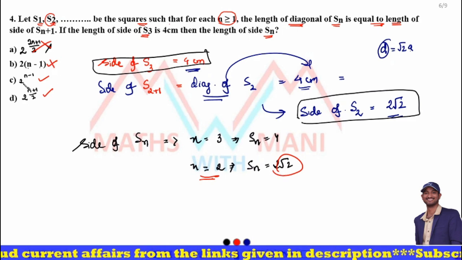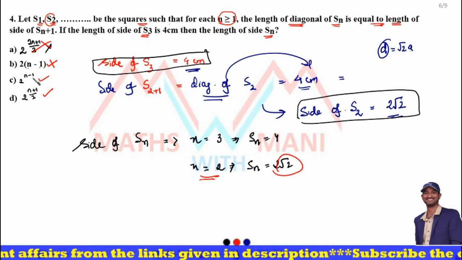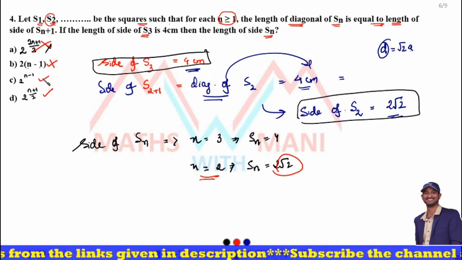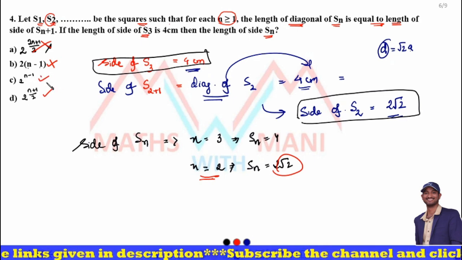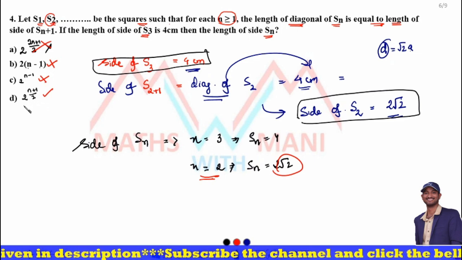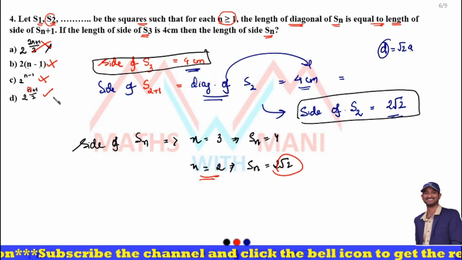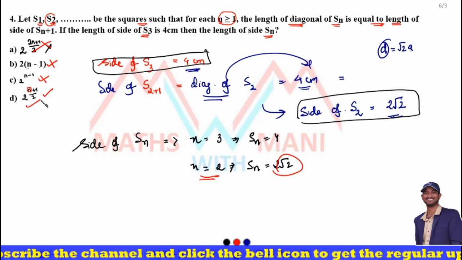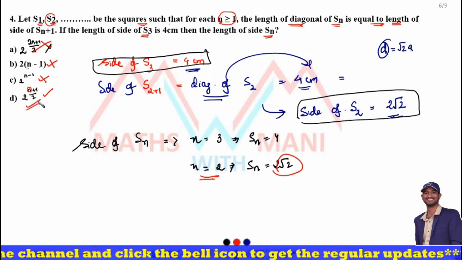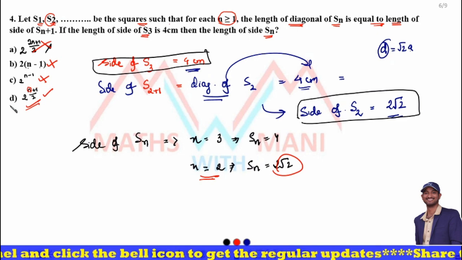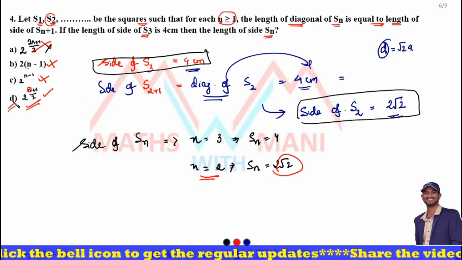Next, 2 power 2 minus 1 means 2 power 1, 2. But you have to get 2 root 2. So it is also eliminated. Next, 2 power (2 plus 1) by 2, that is 2 power 3 by 2, which means 2 root 2. So only the fourth option is satisfied. So what is the correct answer? Fourth option is the correct answer.